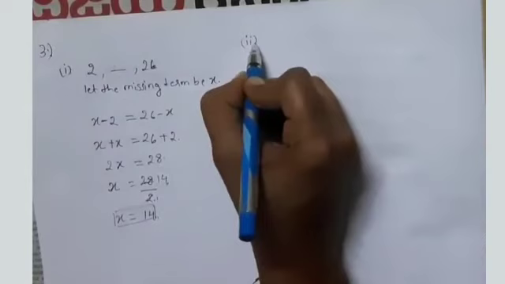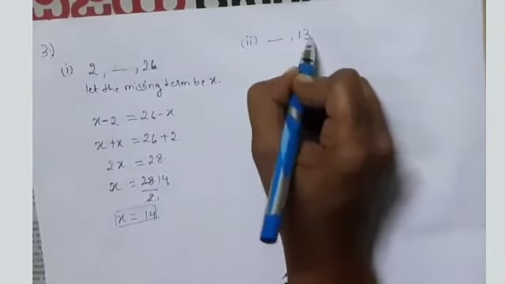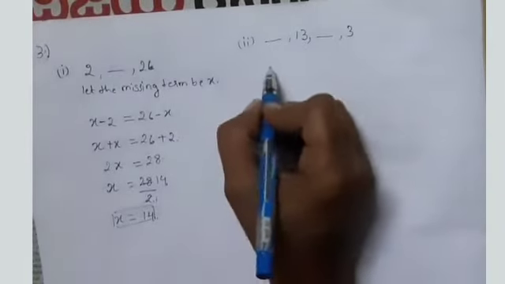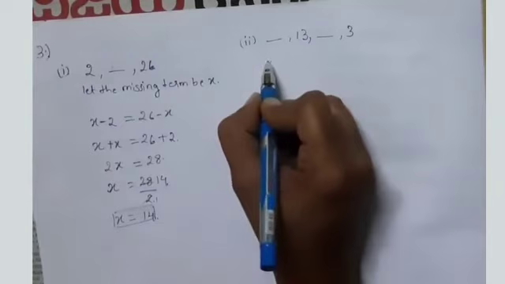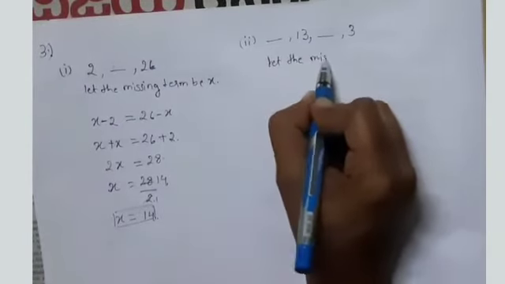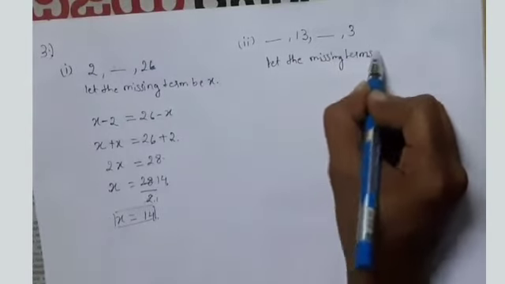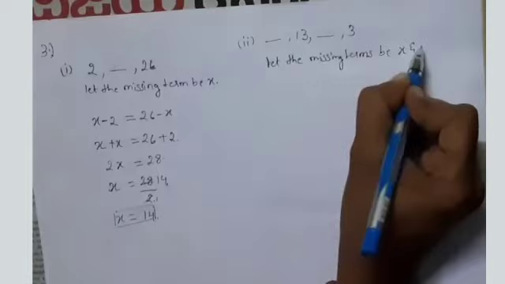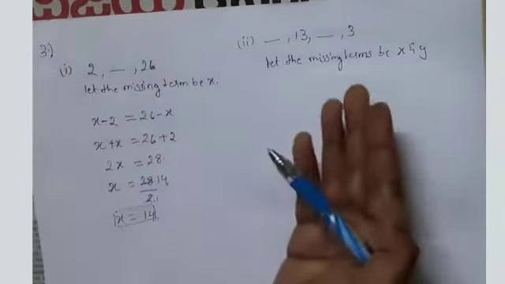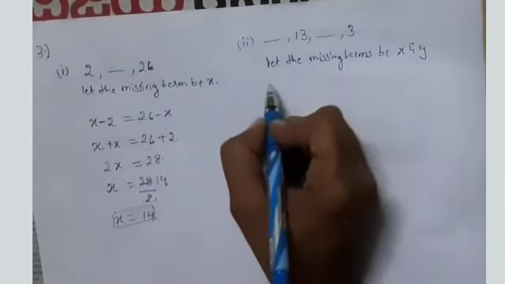So, the second question given for you here is dash, 13, dash, 3. Means two missing terms are being given for you. So, let us take the missing terms. Let the missing terms be x and y. You cannot take both as the same variable, otherwise you will get both the terms as the same numbers, which is not possible.